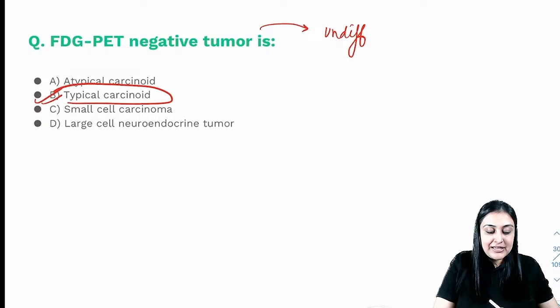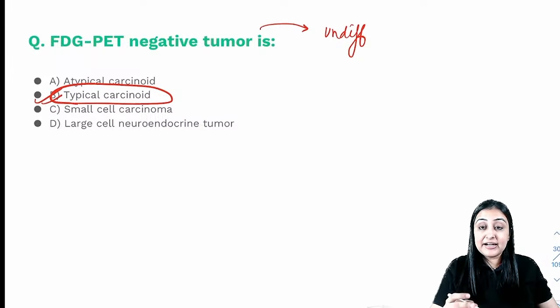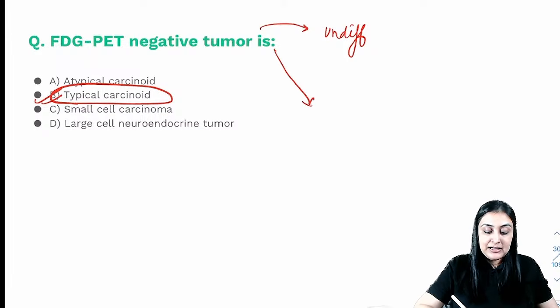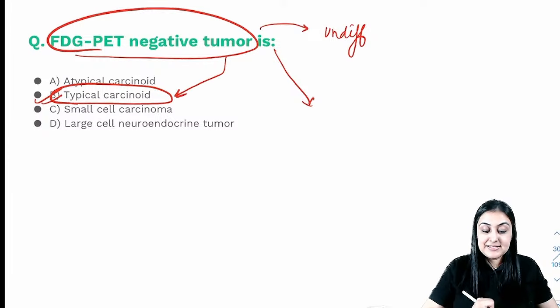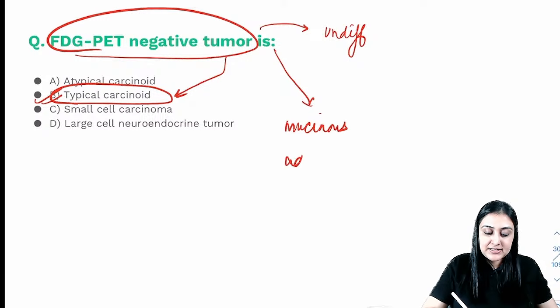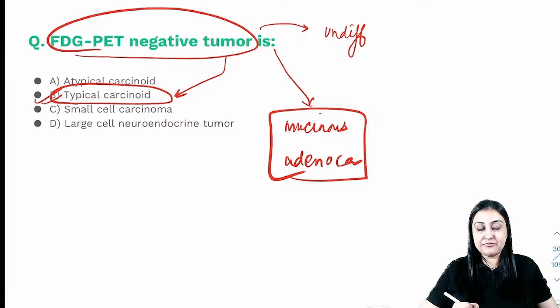Typical carcinoid is a very well differentiated tumor. So typical carcinoid will be FDG negative. Remember, as a rule, tumors which are FDG negative are false negatives. One is typical carcinoid. Second is any mucinous adeno-CA. This is one specific histopathological subtype which gives you negative on FDG.